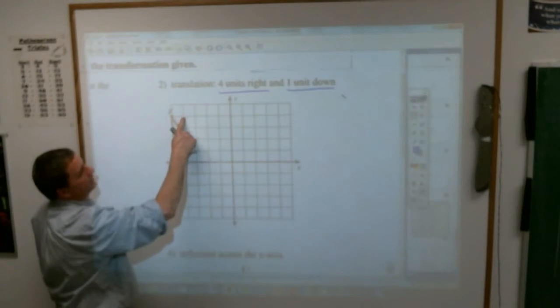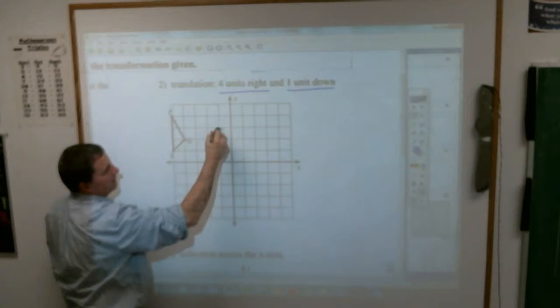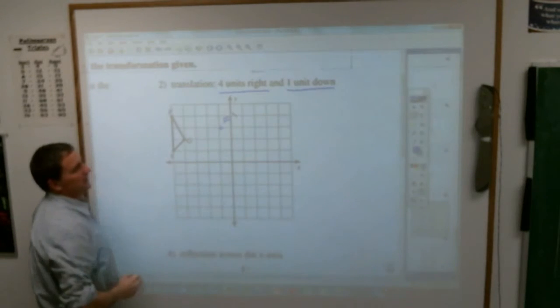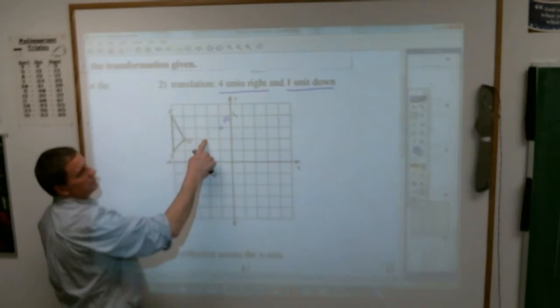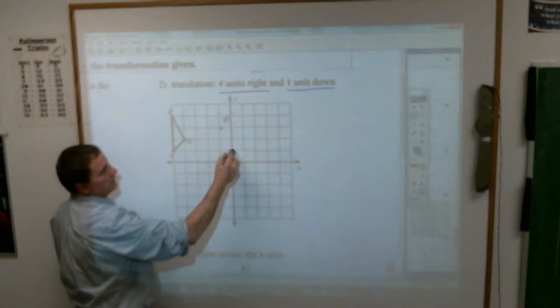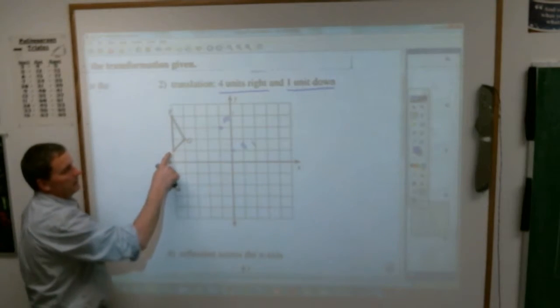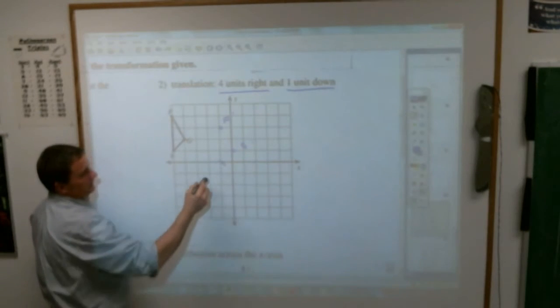We go 1, 2, 3, 4 units to the right and 1 unit down. This is my new F point. We call that F prime because it's like F, but it's not. G, same thing. 1, 2, 3, 4, 1 unit down. That would be G prime. And Y, 1, 2, 3, 4, 1 unit down is right there.